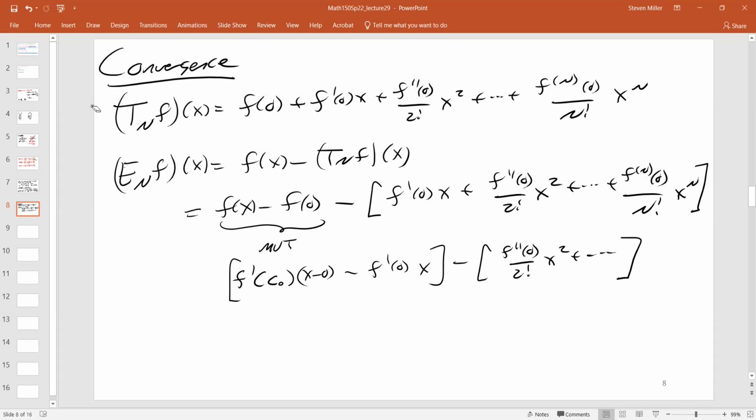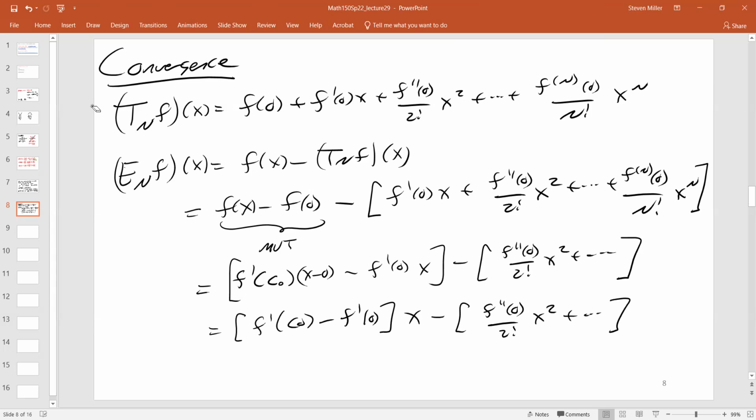How can I approximate that? How can I approximate this? This is f prime of c0 minus f prime of 0 times x. Let me factor this a little bit. This would just be f prime of c0 minus f prime of 0 times x minus f double prime of 0 over 2 factorial x squared plus dot dot dot. How can I approximate f prime of c0 minus f prime of 0?